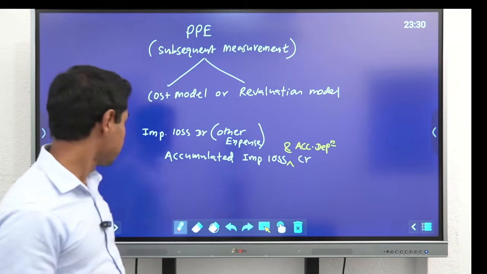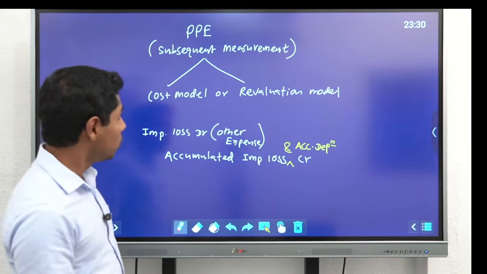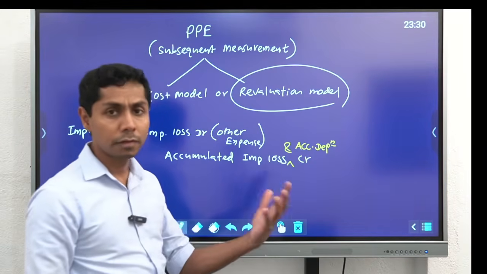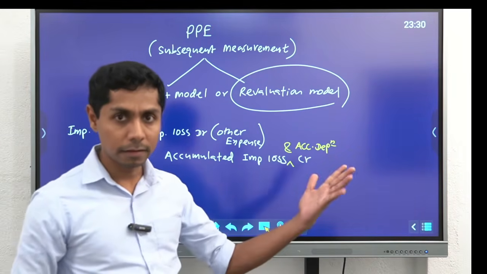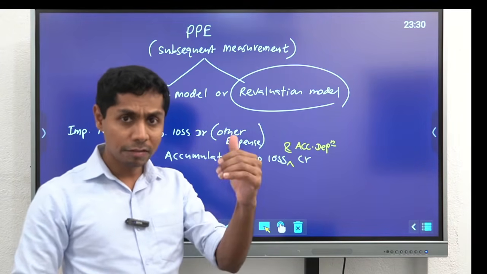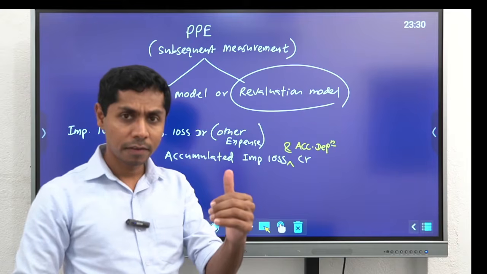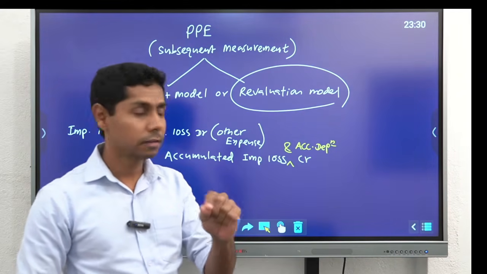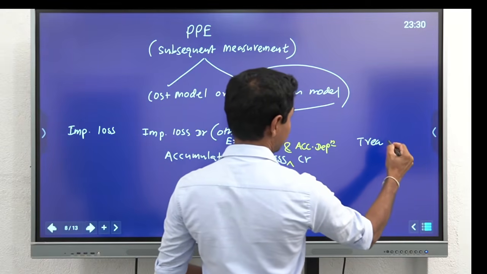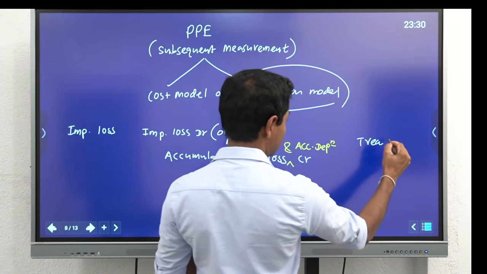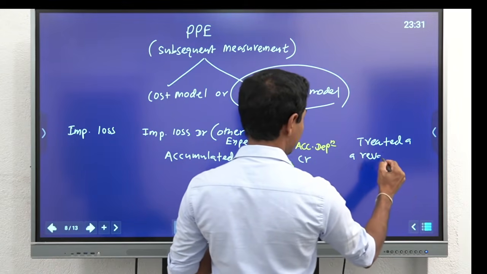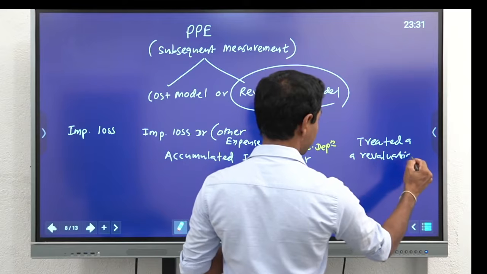Got it? Right. Now, if you are using the revaluation model for the subsequent measurement of the asset, take the example of PPE, the impairment loss is treated as the revaluation deficit.